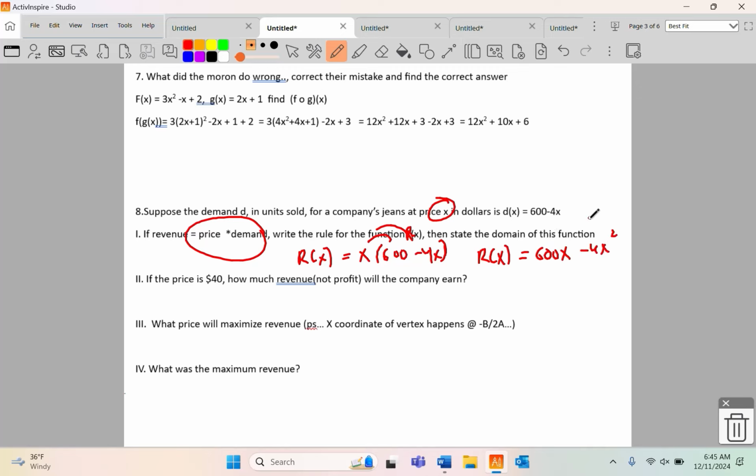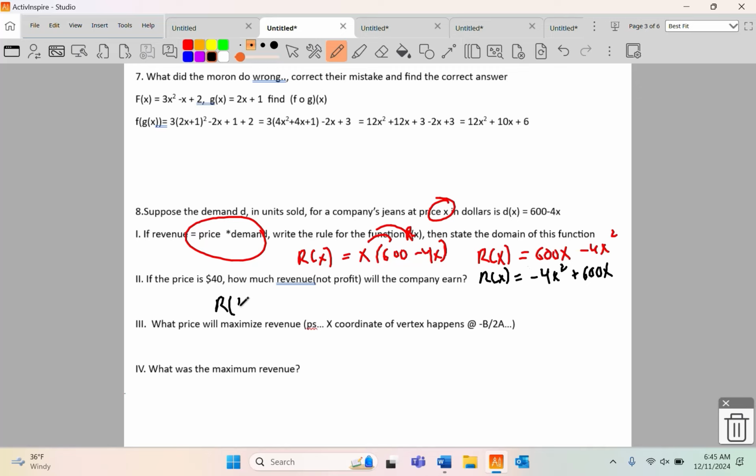Now that's not in standard form. You should obviously put that in standard form. So negative 4x squared plus 600x. That would be standard form. So if the price is 40 bucks, how much revenue, which is not profit, will the company earn?